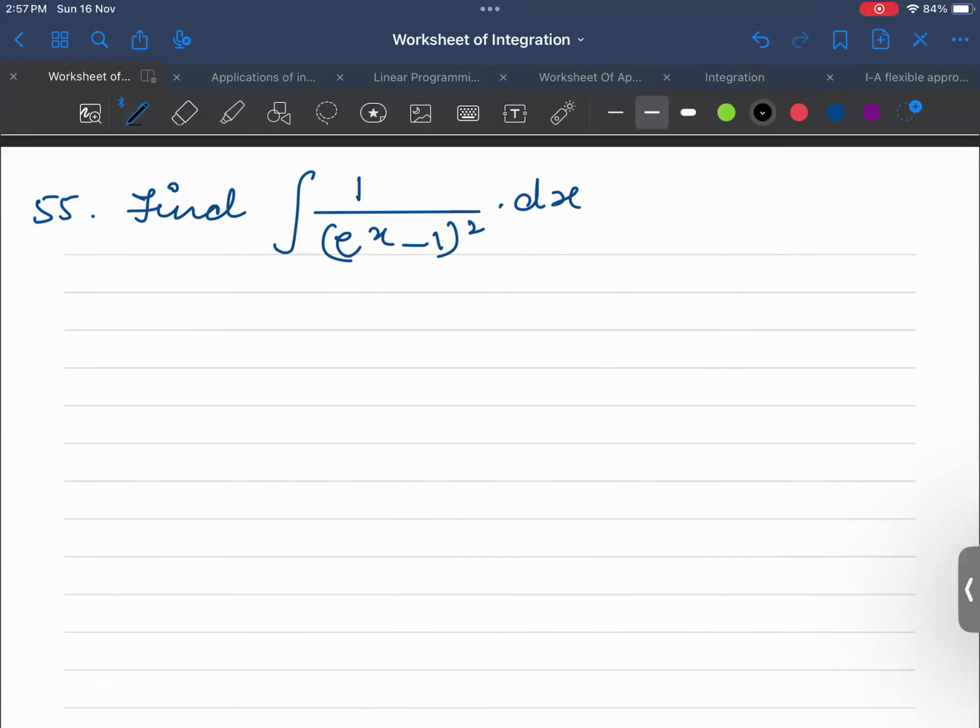Find the integral of 1 upon e to the power x minus 1 whole power 2x. This sort of question, whenever it comes, we can say e to the power x equals t. Then dt upon dx would be e to the power x itself.